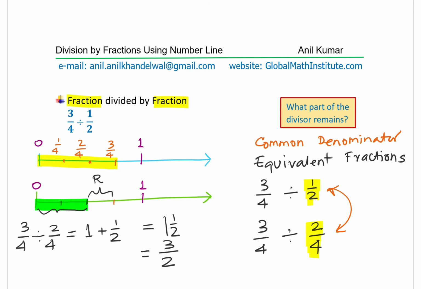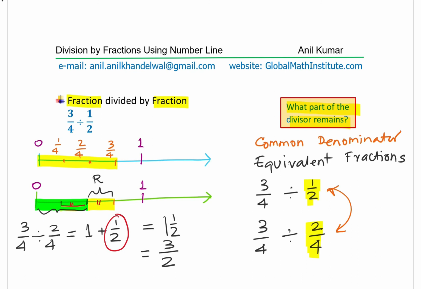Does that make sense? So once again, let's highlight this. What part of the divisor remains? So this part is half of the divisor, correct? So half of the divisor remains. Do you see that? So 1 plus half gives you 3 by 2 as your result. So that becomes your answer.